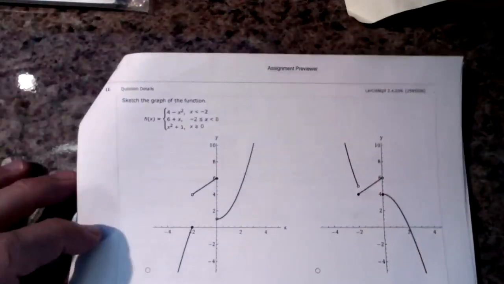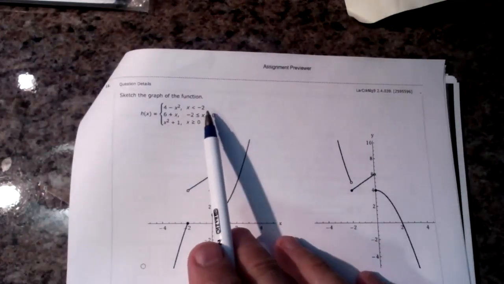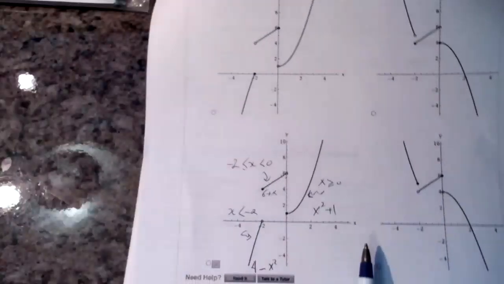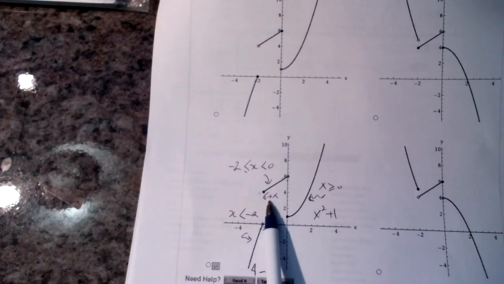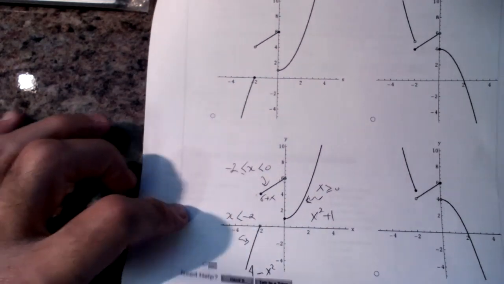This is also 3 pieces. If you want to use x less than negative 2, then you have this. When x is between 0 and 2, then use this equation. When x is greater than 0, use that equation. That's how you pick this graph. So 3 separate functions.